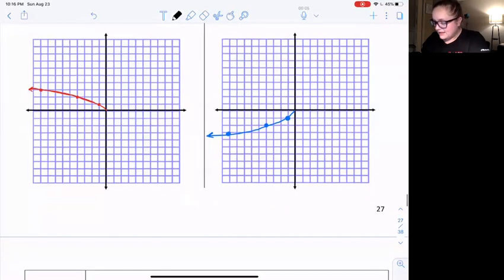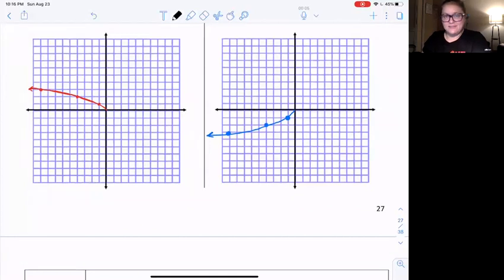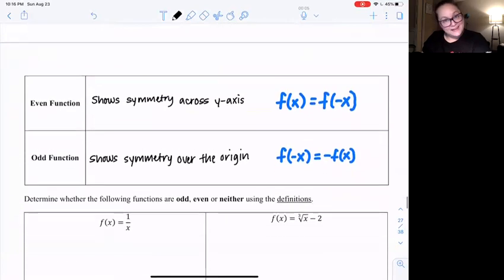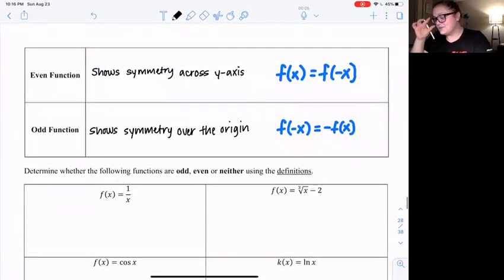So let's see, what is the definition of an even and odd function? It seems to be having some reflective properties. An even function is going to have symmetry across the y-axis, and that means it's even. The way you can think about this is the function of positive x's is equal to the function of the negative x's. So you still get the same function if you plug in a negative x.